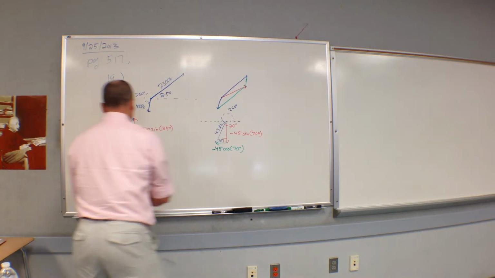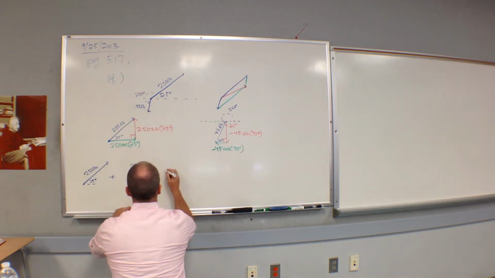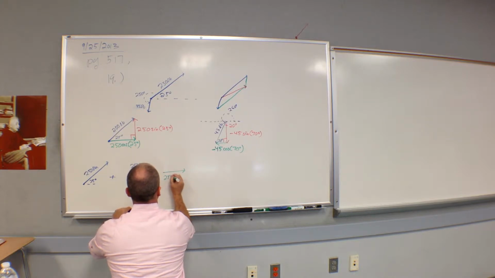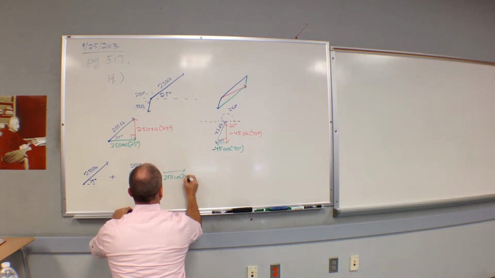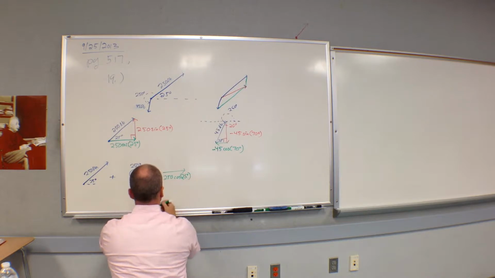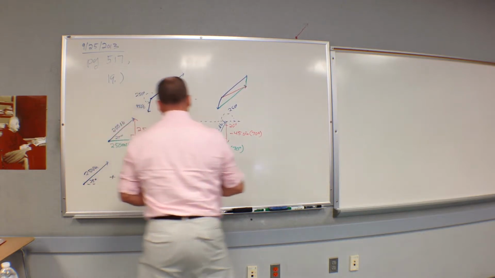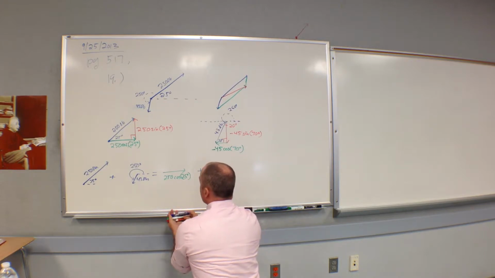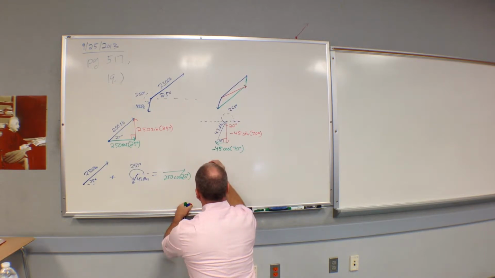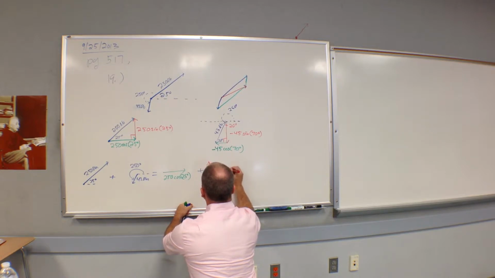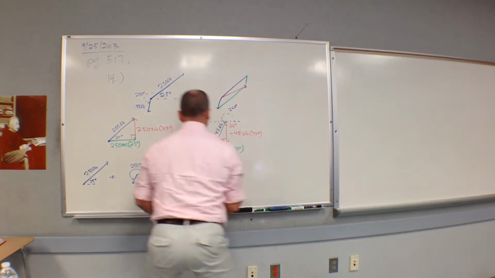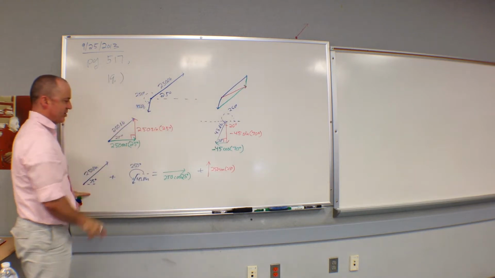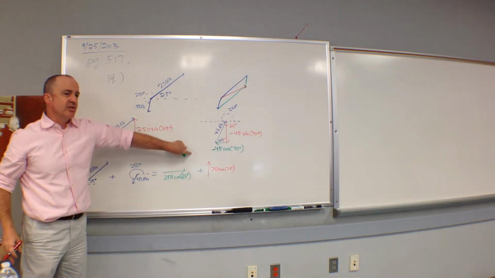So I'm going to substitute. I'm going to change this to a horizontal vector of 250 cosine 25 plus a vertical vector, which I did in red, correct? Of 250 sine 25. Can I just, for this first vector here, can I just substitute these 2?